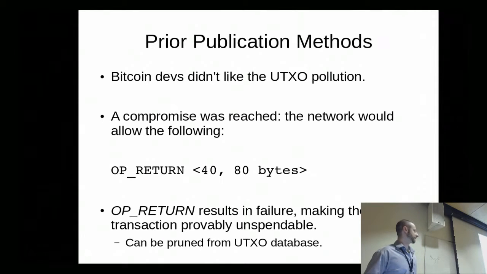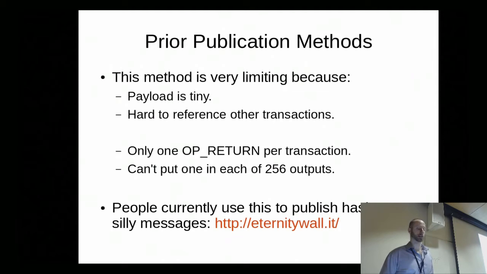And the punchline here is that OP_RETURN always results in failure, so the transaction can never be spent, and the network knows this. So it knows that it doesn't ever have to add it to the UTXO database to begin with. So it prevents this pollution problem, but on the other hand, you've only got about 80 bytes to work with, which is very tiny. That's one of the main problems with this, that the payload is so tiny with just 80 bytes.